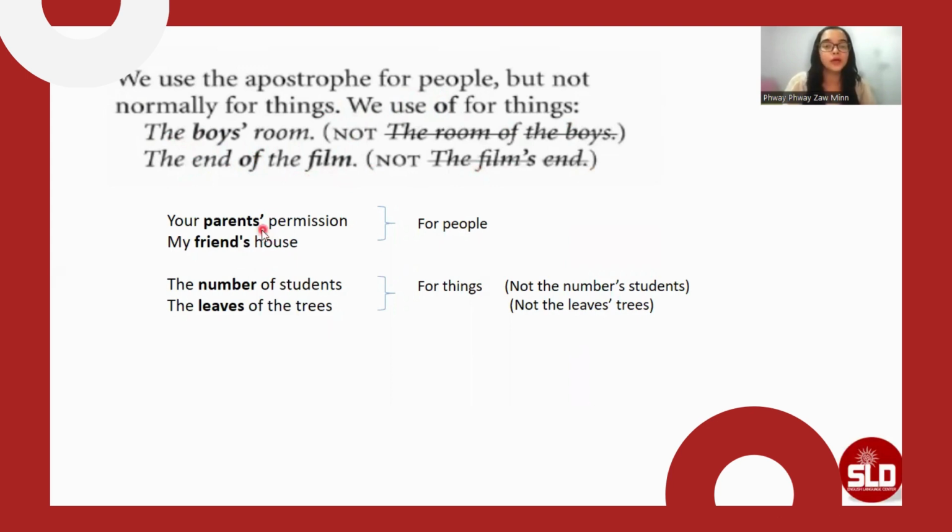So let's look at more examples here. When we refer to people and talk about possession, we use apostrophe s or apostrophe, like your parents' permission, my friend's house. But if you are referring to things, we use of, like the number of students, the leaves of trees. It's not the numbers students or the leaves trees. So be careful with that.